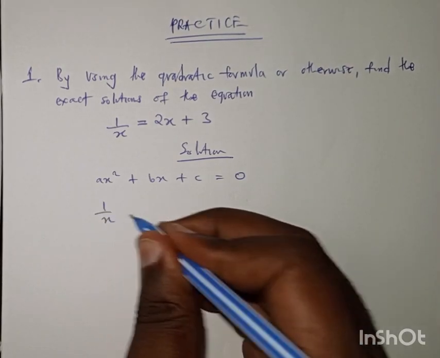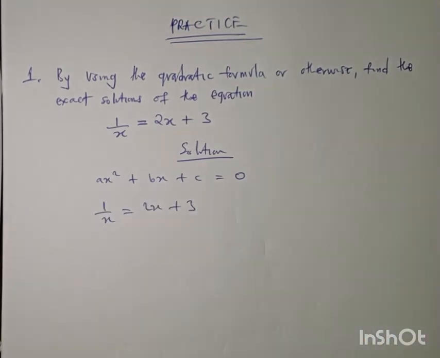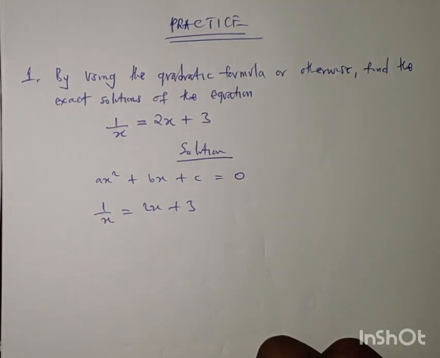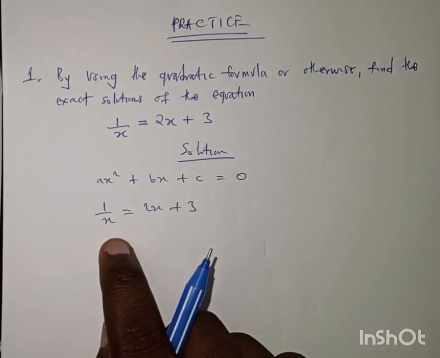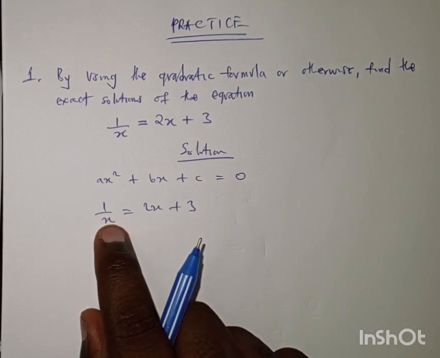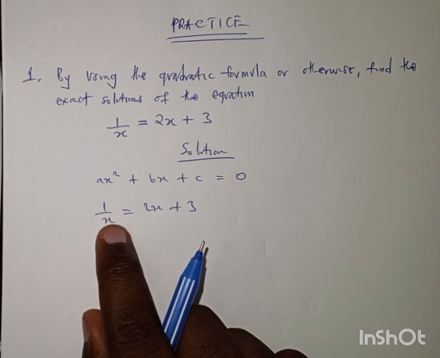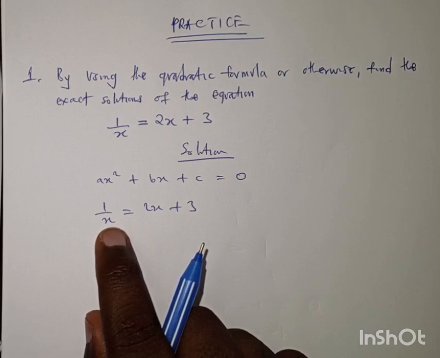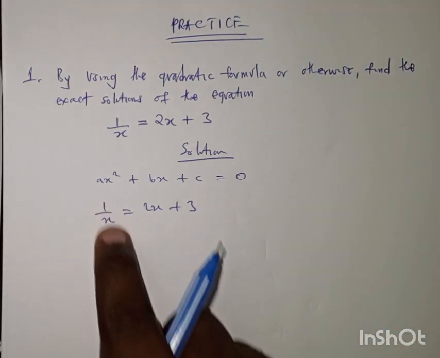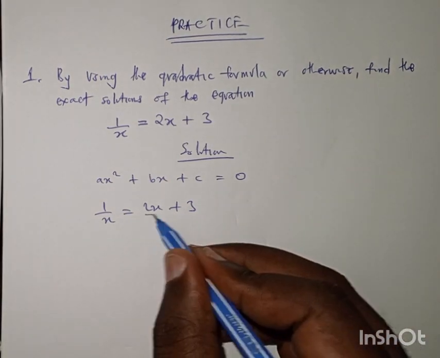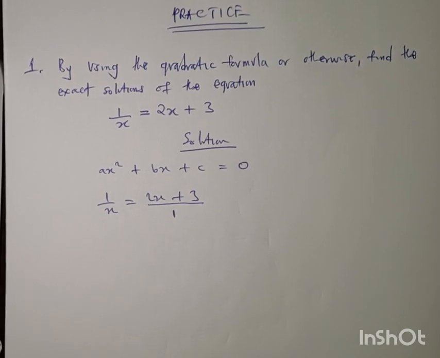And our equation is 1 over x is equal to 2x plus 3. So how are we going to express this in quadratic form? From the left hand side of the equation, you can see that there is a fraction. Whenever you see a fraction, the next step should be cross multiplication. So if this is a fraction, even the right side can be expressed as a fraction, just over 1. Then we can cross multiply.